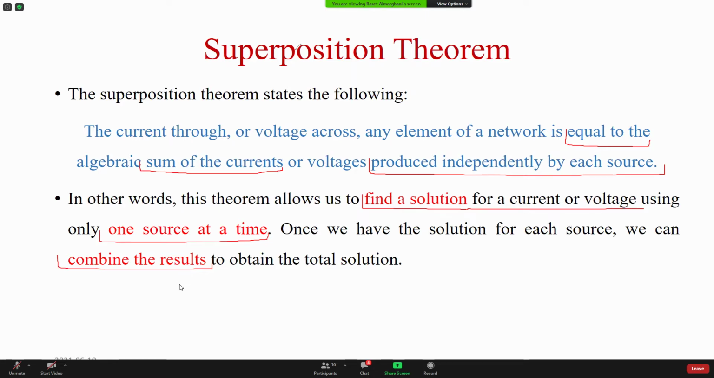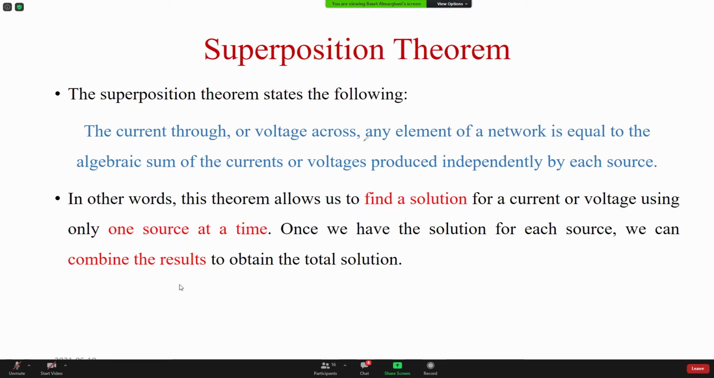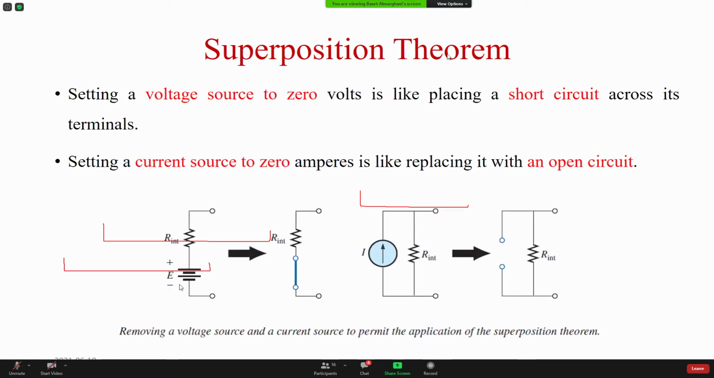We're going to read this one more time. It's important. We're going to find the solution for whatever we want, current or voltage. We use one source at a time, and every time we use one source, we find what we want to find. Then we add them up to get the total solution. Now, when we remove sources, remember this, we did this to find R Thevenin, Z Thevenin, and that kind of stuff. A current source is replaced with an open circuit when we remove it.